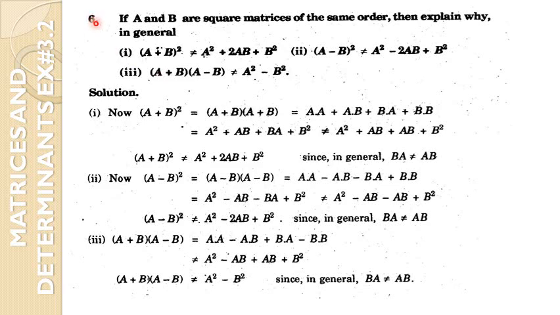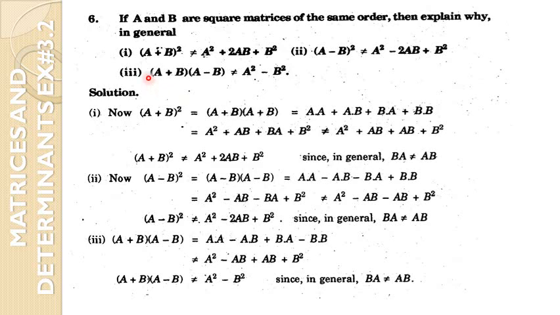Okay students, matrices and determinants is the chapter name, exercise 3.2, and this lecture is a continuation from the previous lecture. Okay, so question number 6, this is the general case. If A and B are square matrices of the same order, then explain why, in general. It is a general case.